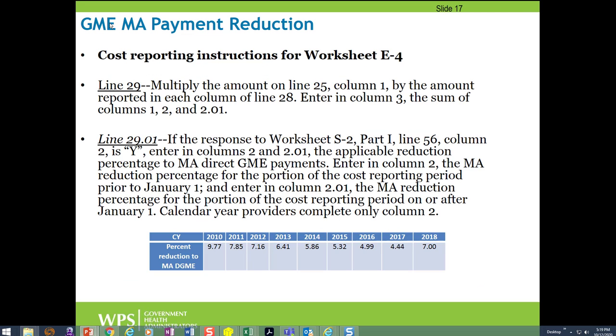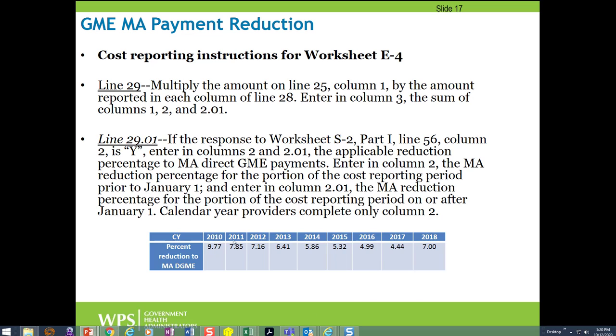Now this is an excerpt of the cost reporting instructions for worksheet E-4. So line 29 is the actual amount of GME related to Medicare for that particular cost reporting period. Line 29.01, that's where we start dealing with those reduction factors. So line 29.01 is a new line, and it's basically saying if line 56 of worksheet S-2 was answered as yes, again, column 2, then we're going to have to bring in these new reduction factors. And it shows the table for these reduction factors.